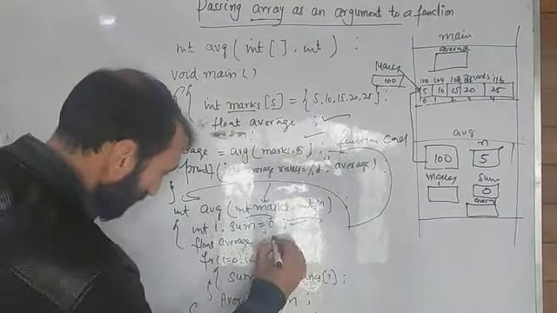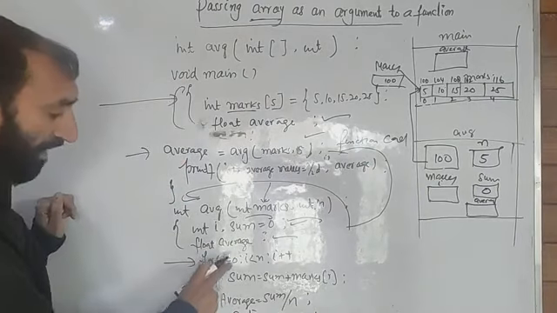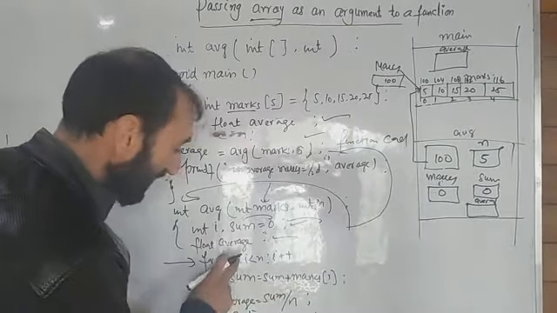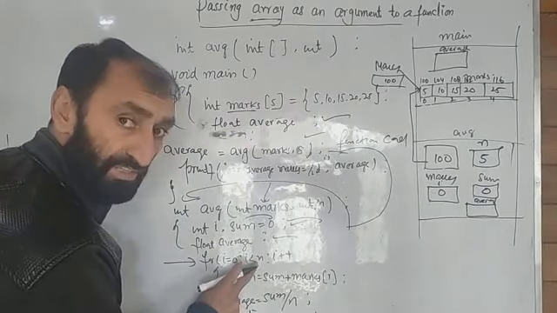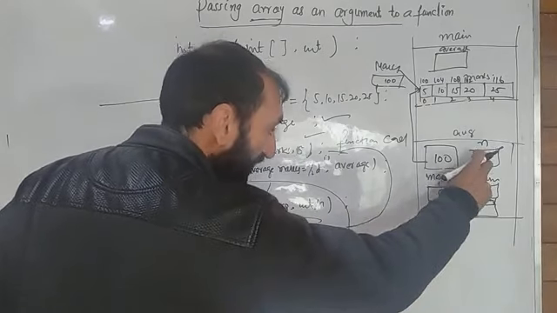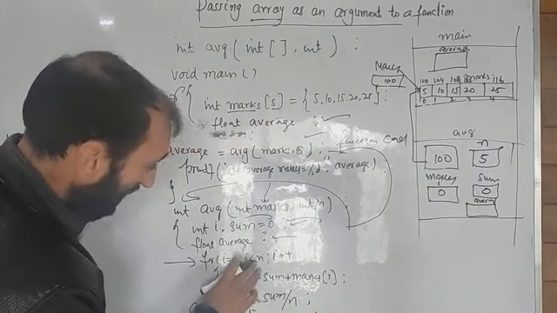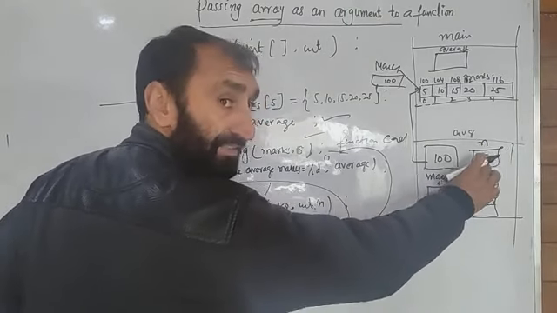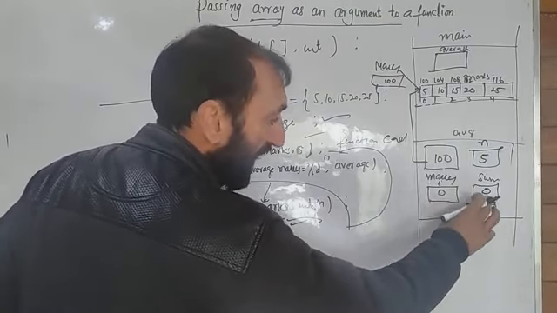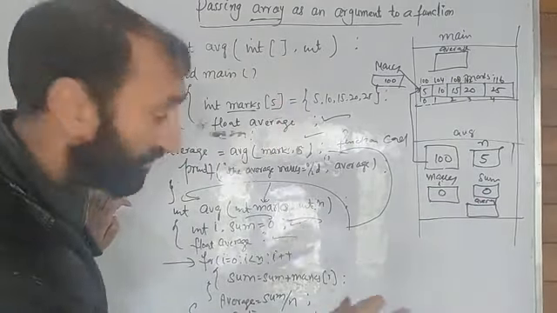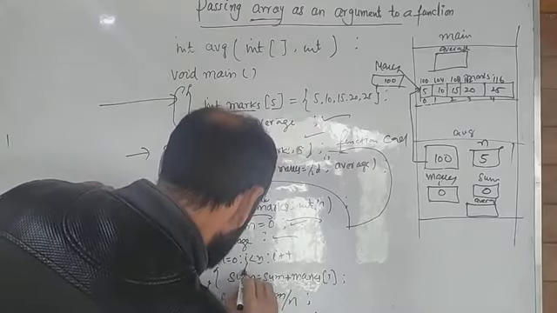After execution of this line, for i equal to 0, that means I am initializing i to 0. Is i less than n? What is i? i is 0. 0 is less than n. What is the value of n? n is 5. Yes, the condition is true. When the condition is true, the control will reach here.